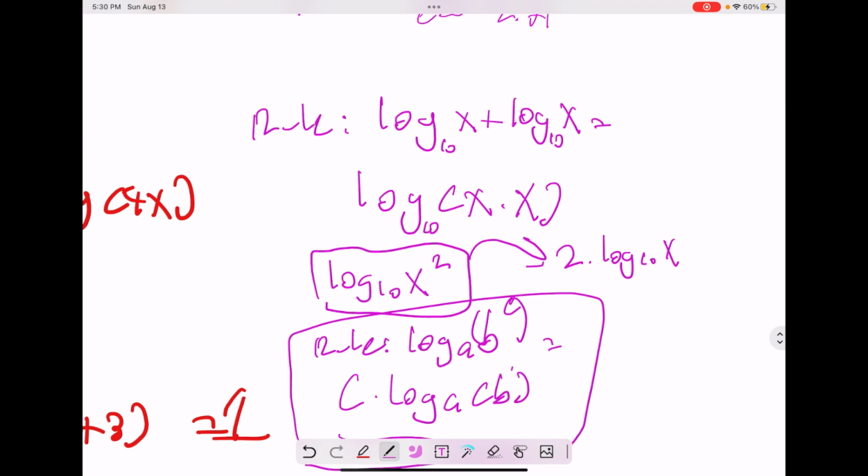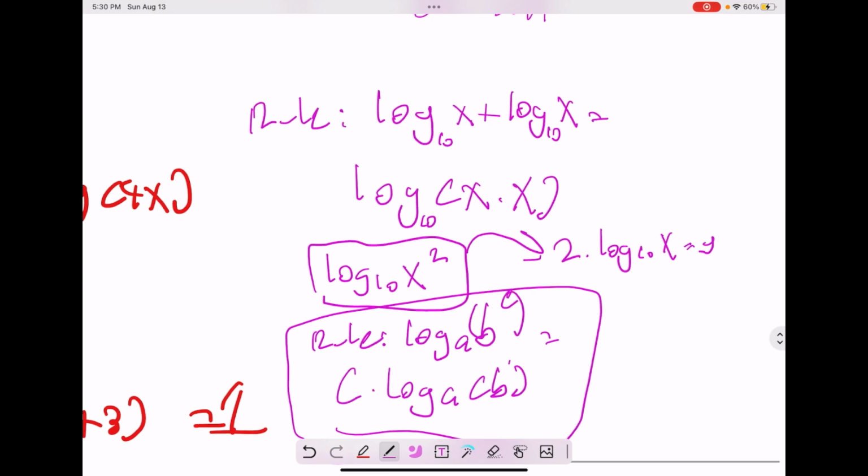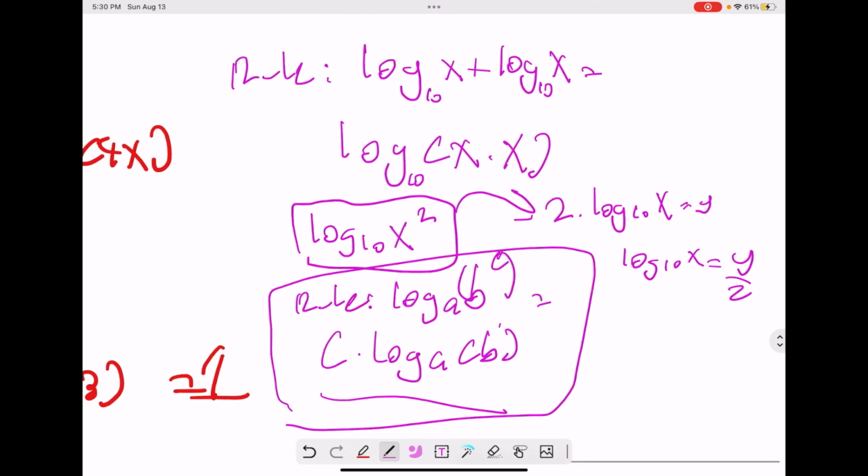And if you want to simplify it even further, let's say this is all equal to y. You want to get rid of this times 2, so you're going to divide both sides by 2, and you're going to get log 10 of x is equal to y over 2. Then, remember, we plop the other side without the logarithm on the log base. So we get 10 to the power of y over 2 equals x.